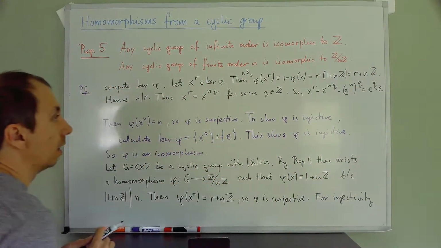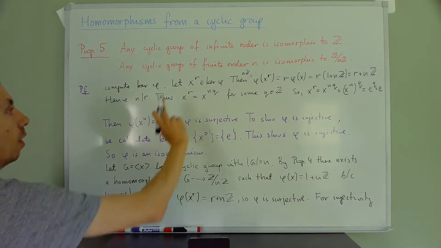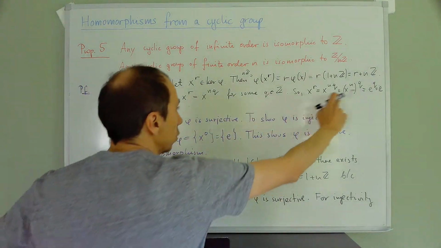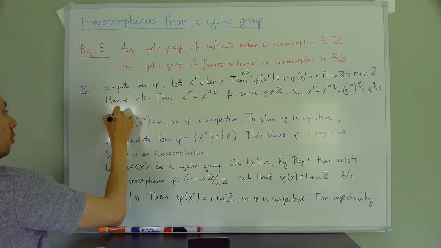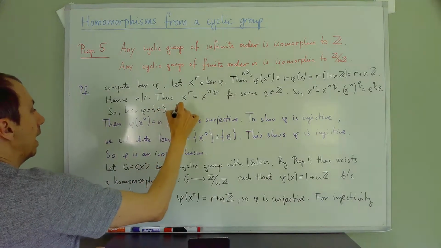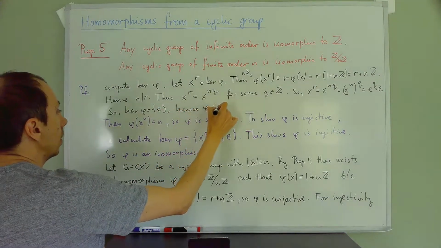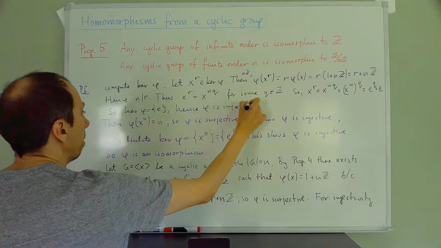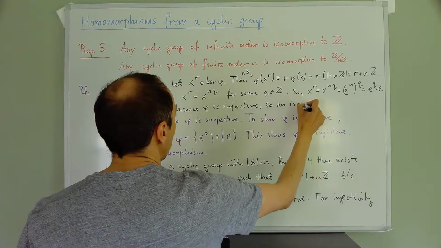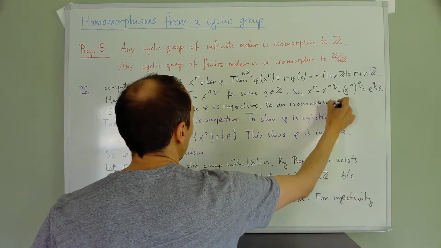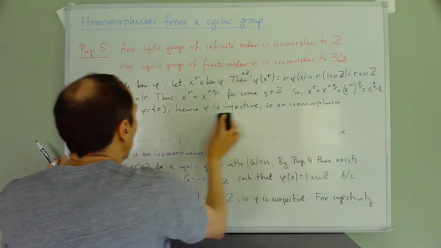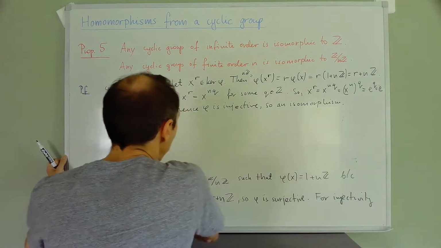So what did we show? We showed that if x to the r is an element of the kernel, then actually x to the r is the identity. So the kernel is just the identity. Hence, phi is injective, so it is an isomorphism. So this finishes the proof.